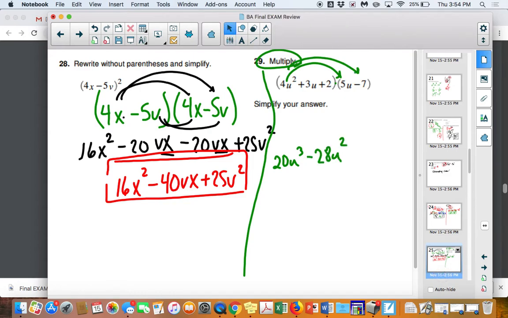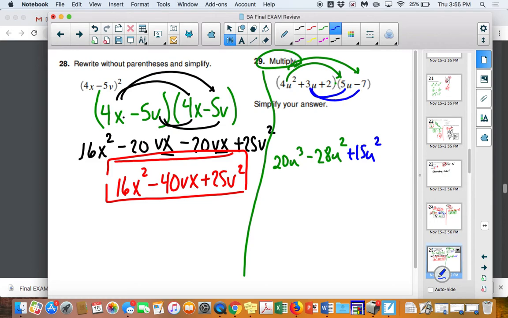Now go back with the next term. 3u times 5u is 15u squared. 3u times a negative 7 is a negative 21u. And I ran out of space, so I'm just going to have to loop my stuff under here. Sorry. 2 times 5u is 10u. And then 2 times negative 7 is negative 14.